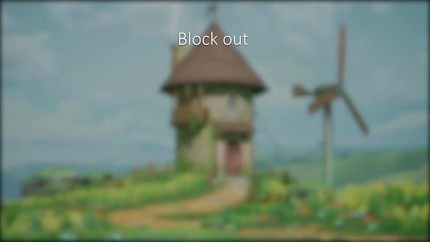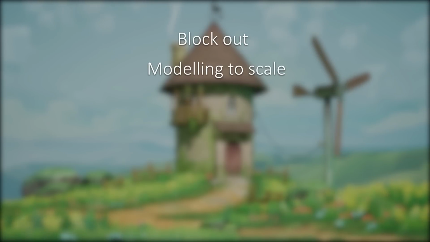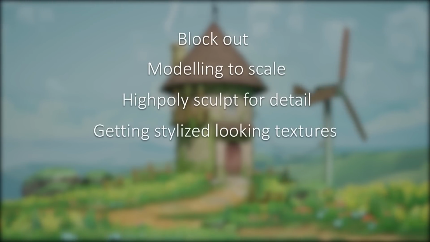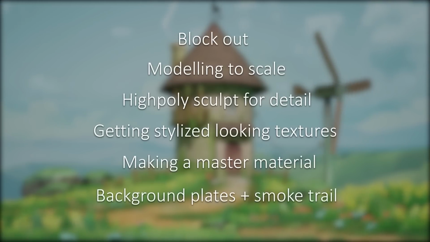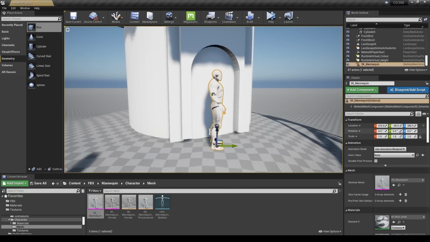In this video, I want to cover a few topics. How I blocked out my scene in UE4, creating environment props to scale, how I added normal details to my models, getting a stylized look in Substance Painter, making a master material for quick color adjustments, background plates, and making a stylized smoke trail. To begin a scene, I like to bring in a mannequin as a scale check to make sure nothing is ill-proportioned.